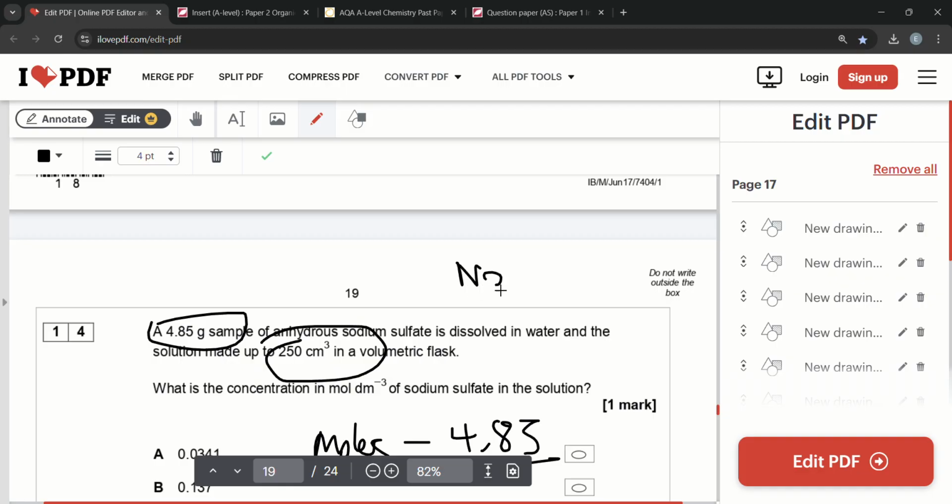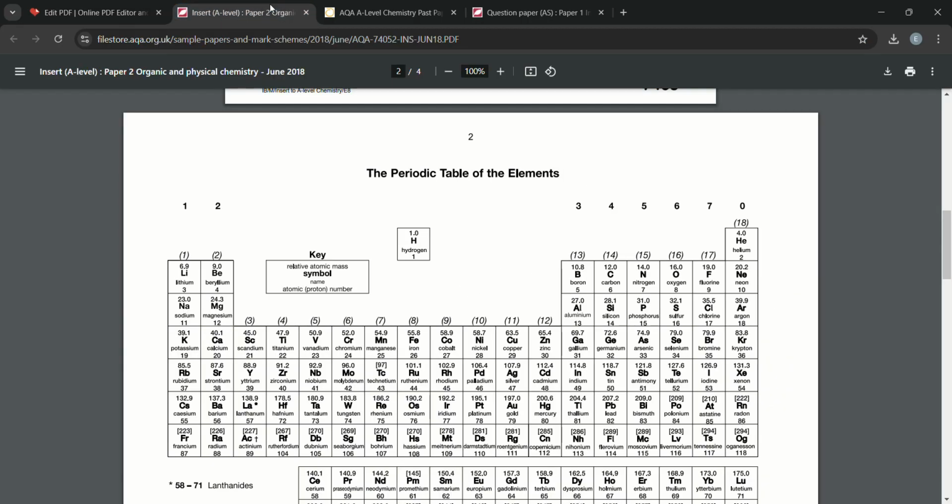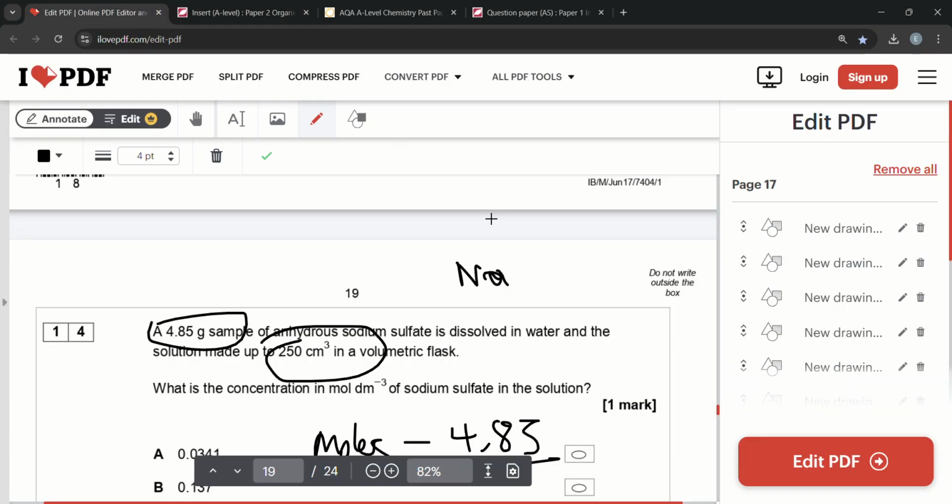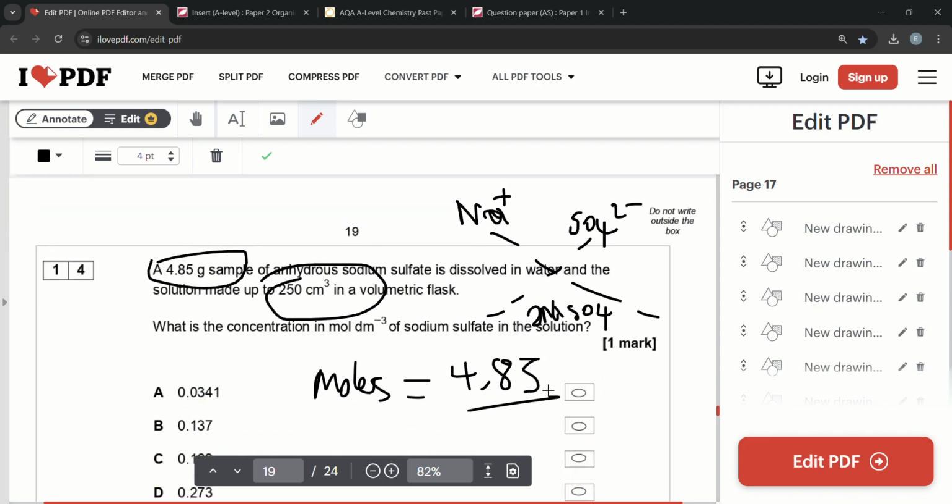Sodium's charge is +1. A sulfate ion is SO4 2-. So if you do the crisscross method, you should get 2NaSO4. I'm just going to Google it because this is really important. If we get the Mr wrong, we're going to get the moles wrong, and if we get the moles wrong, we're going to get the concentration wrong, so we're going to get the whole mark wrong. The mark we worked for.